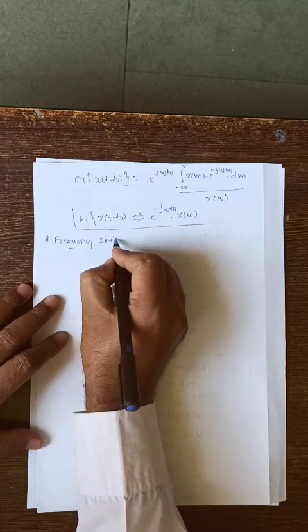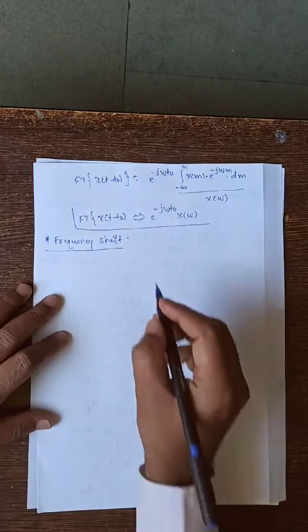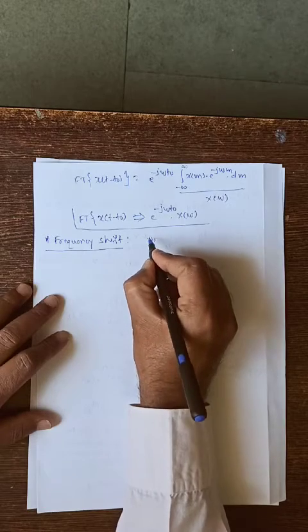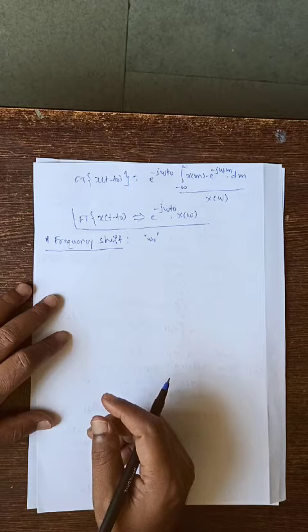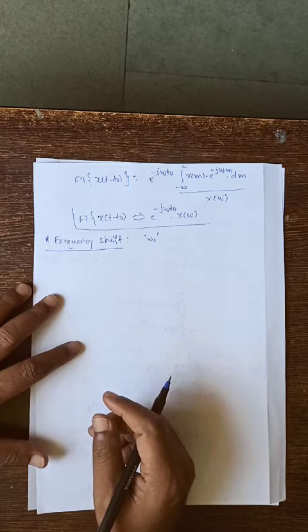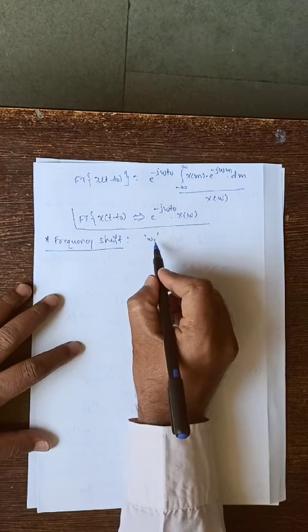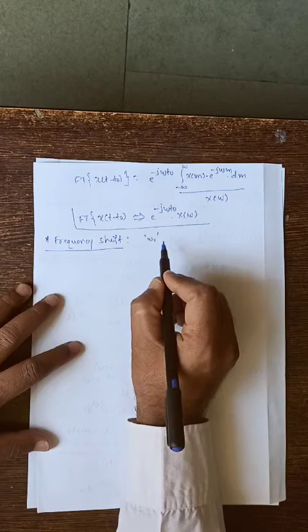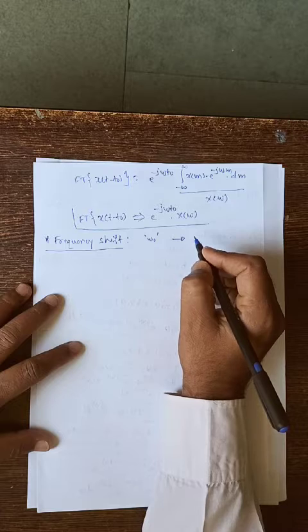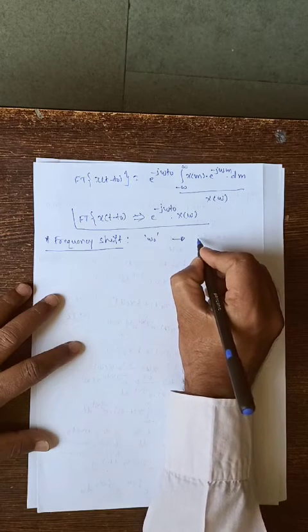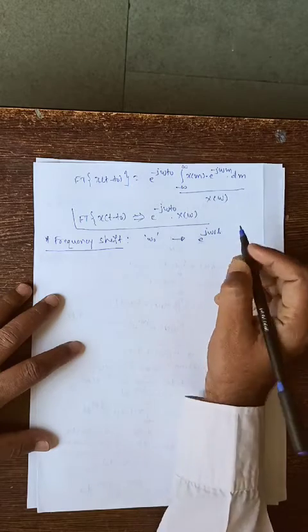Frequency shift. That means if we are introducing a frequency shift of omega naught in the frequency domain, what is its effect in the time domain? That we are going to see. Just see here, if we introduce the shift of omega naught in the frequency domain, then the signal in the time domain is going to be multiplied with e raised to j omega naught t.